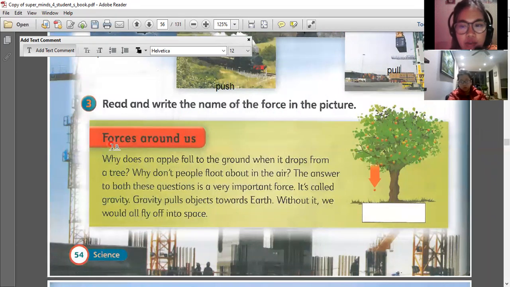Okay. So this time, let's read and write the name of the force in the picture. Forces around us. So please read. Why does an apple fall to the ground when it drops from a tree? Why don't people float about in the air? It's a very important force. It's called gravity. Gravity pulls objects towards Earth. Without it, we would all fly off into space. Exactly.